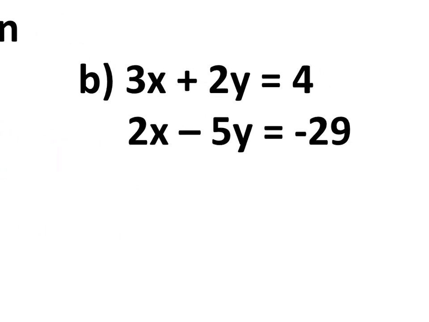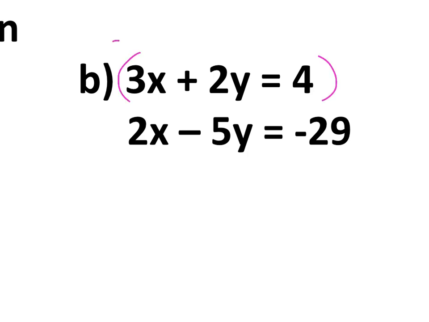Looking at B, this time they're not going to cancel right off the bat, and there's no way to change 2 to become 3 or 2 to become 5, which means this is one of those scenarios where you're going to have to change both. Again, it's up to you how you change it as long as they cancel out. So you want the same number, one to be positive, one negative. Because y is already one positive and one negative, I would tend to shoot for that, but you can always work with the x's. So let's say we're going to cancel out the y's.